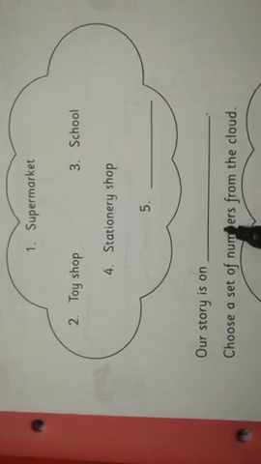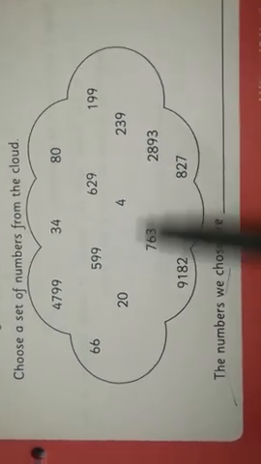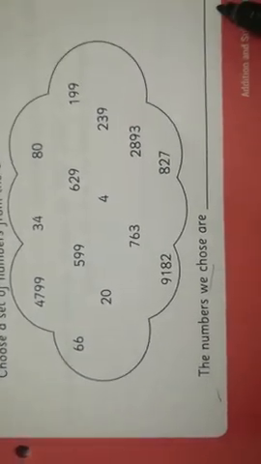Our story is on. In which topic you have given this story, you have to write the topic theme here. Then choose a set of numbers from the cloud. You have to choose the numbers here, children. The numbers we chose are the numbers you have chosen in these clouds. You have to take and write here, children.